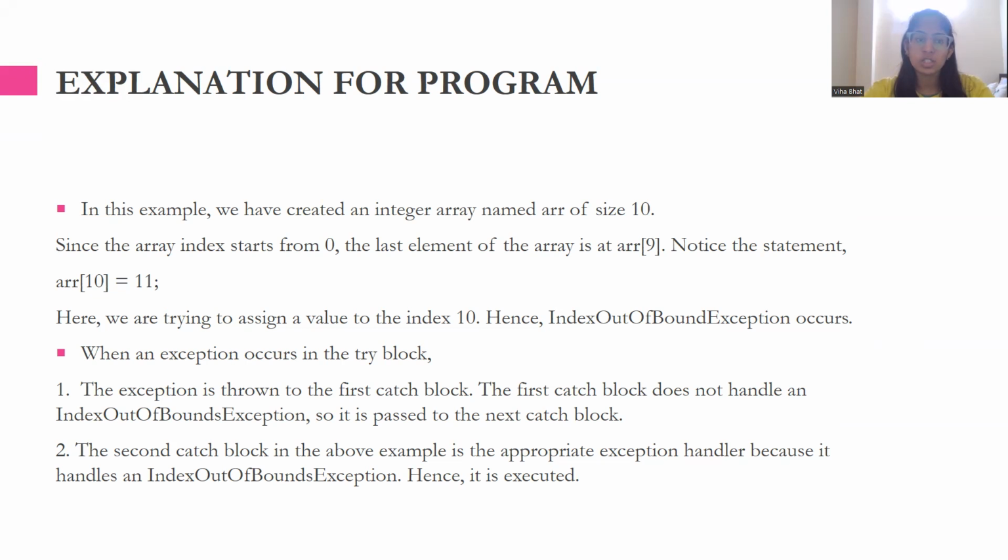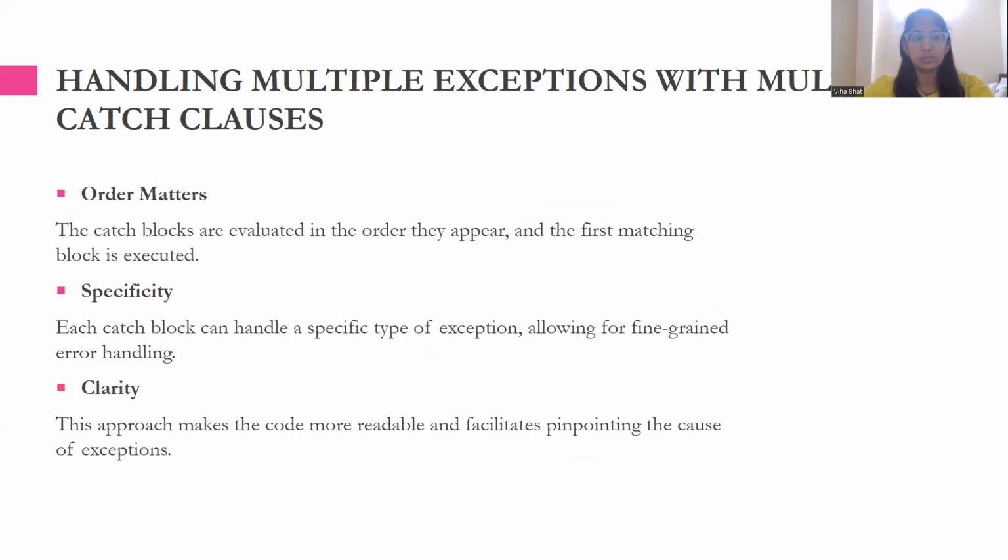When the exception occurs in the try block, the exception is thrown to the first catch block. The first catch block does not handle an index out of bounds exception, so it is passed to the next catch block. The second catch block in the above example is the appropriate exception handler because it handles the index out of bounds exception. Hence, it is executed.